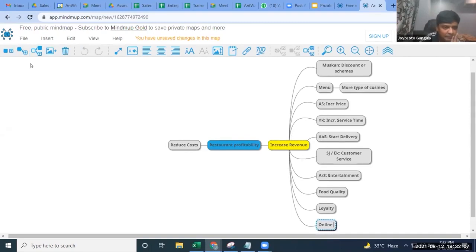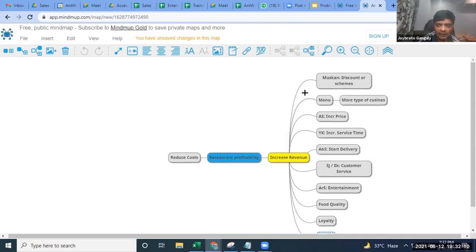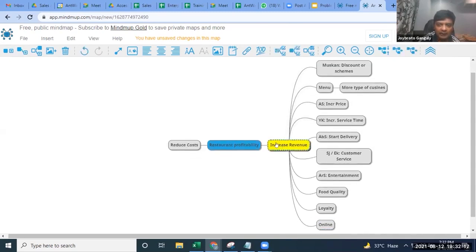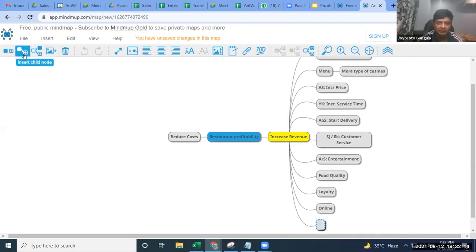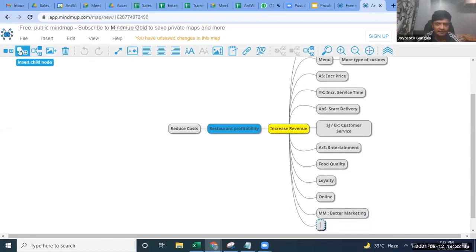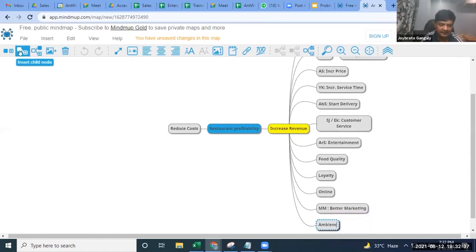Okay. What else? Better promotion and advertising. Another thing can be better marketing. Better marketing is coming from Mushkan. Okay. Mushkan is talking about better marketing, changing aesthetics, part of entertainment. And Soham is saying creative communication, part of this ambience. So let me put ambience, aesthetics. There are a lot of points coming around ambience and aesthetics.